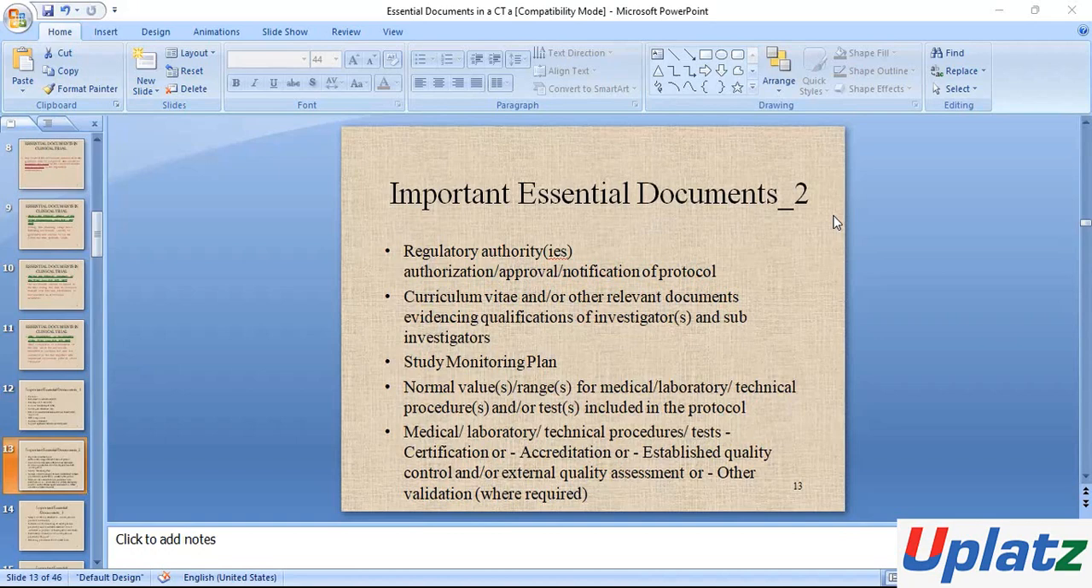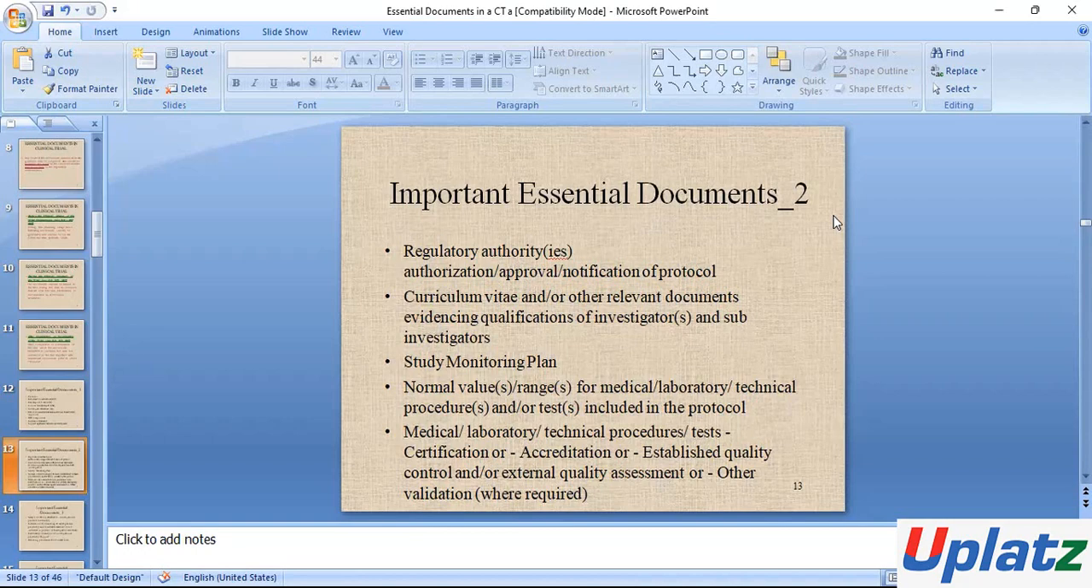Okay. So, this particular study monitoring plan will provide information on monitoring objectives, monitoring activities, monitoring frequency, monitoring responsibilities, also the data management, reporting. Okay. So, regular monitoring of the study will help to identify and address any issues that may arise, and it can ensure that the data generated by the study is accurate and reliable.